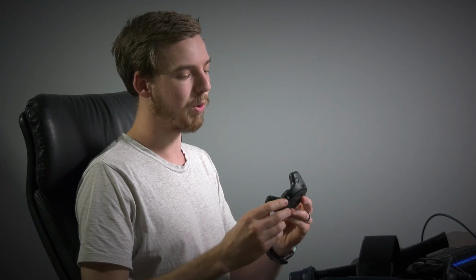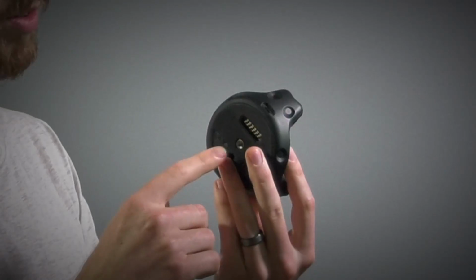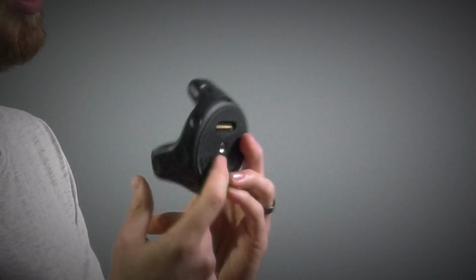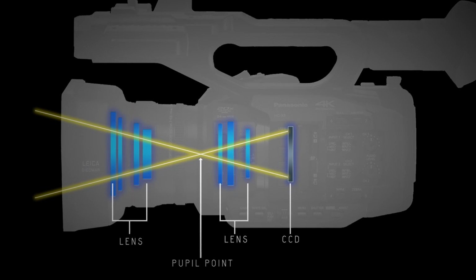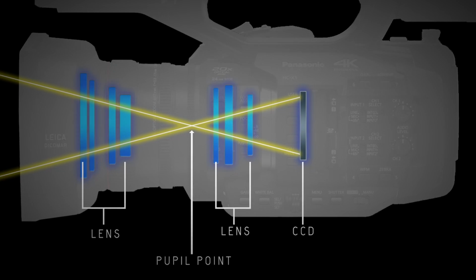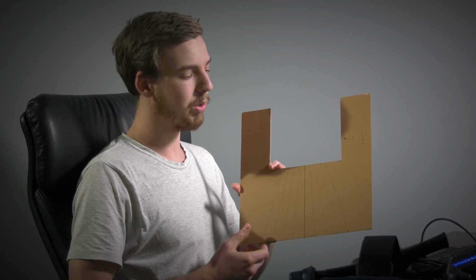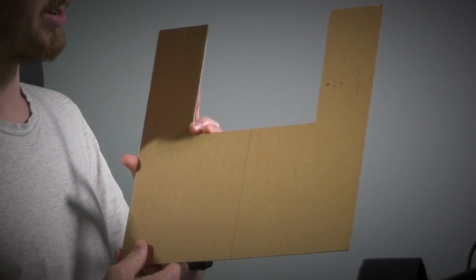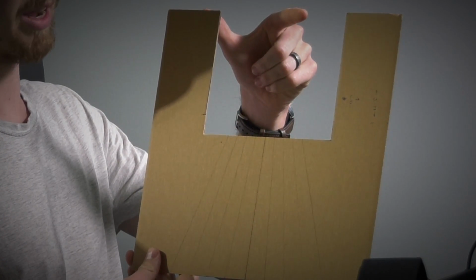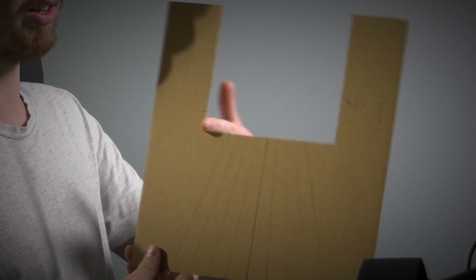To find the alignment, we need to know the distance from our tracker, and it's taken from the center of the back of our tracker to the pupil point of our camera. To find the pupil point of our camera, we have set up a simple card. And what this card shows is a series of lines that fan out from a single point at the back of the card. We've cut this section out so we can slot it over the lens of our camera.